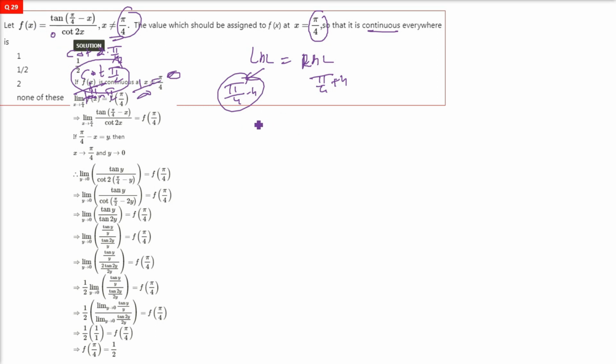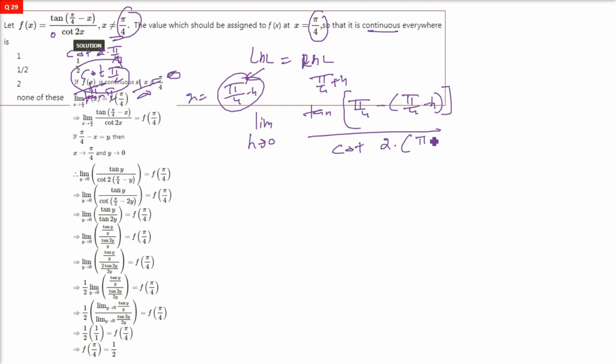So let us find out the limit here. I am just taking pi by 4 minus h. You can always take pi by 4 plus h, because LHL and RHL are going to come the same. So I am replacing x by pi by 4 minus h, h tending to 0. So limit h tends to 0, tan of pi by 4 minus, now replace it by pi by 4 minus h in place of x. Okay. So let us see what comes in the denominator. Cot of twice of pi by 4 minus h.